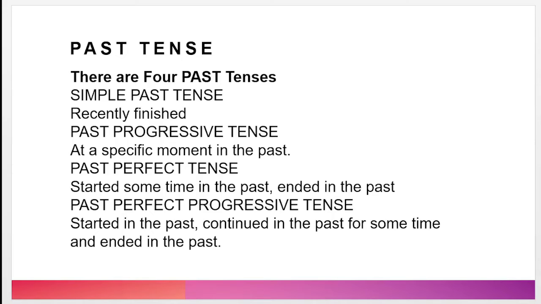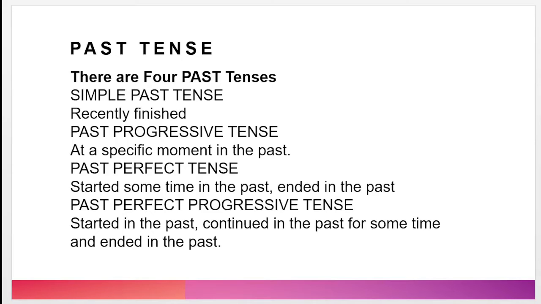For example, what were you doing this time yesterday? Now that will give you a specific point in time in the past. So there you can use the past progressive tense. What about the past perfect tense? This is something that started sometime in the past but also ended in the past. So a duration of time, but both times are in the past, one happening before the other, but both in the past.